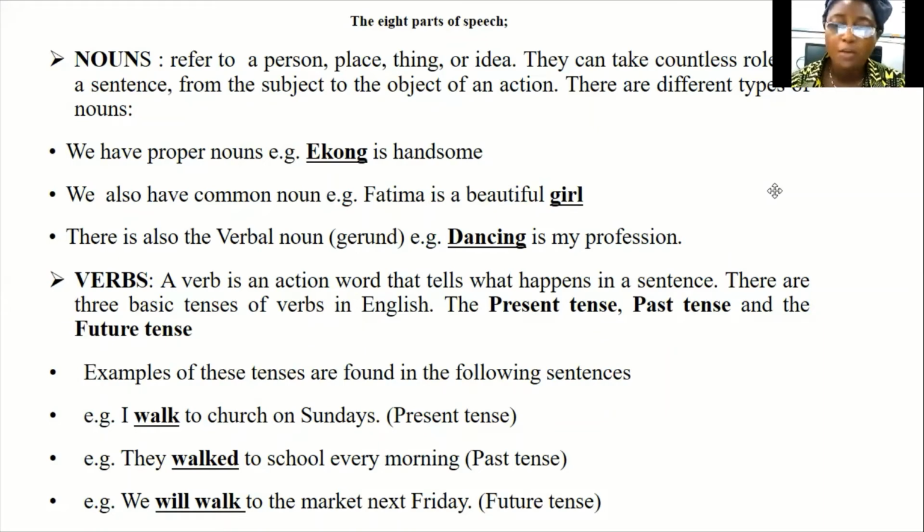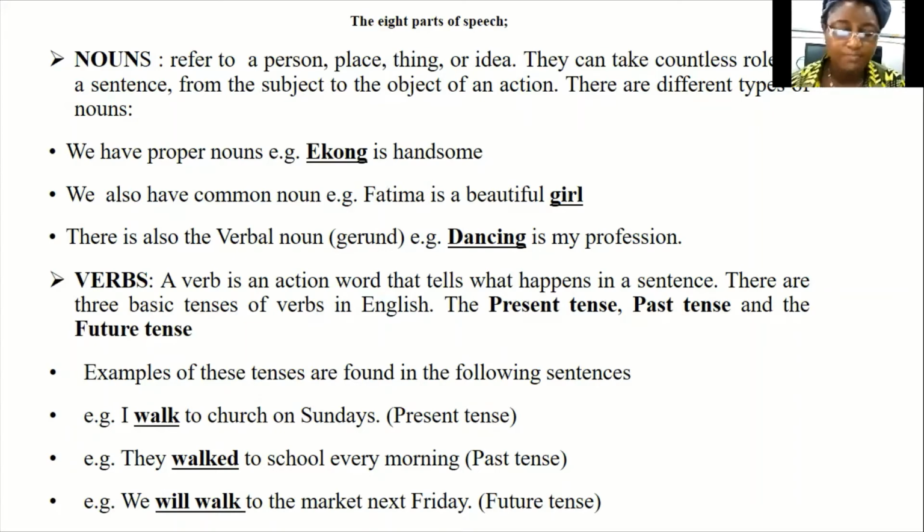We also have common nouns. Example, Fatima is a beautiful girl. And the common noun here is girl. There is also the verbal noun. Example, dancing is my profession. The verbal noun here is dancing.